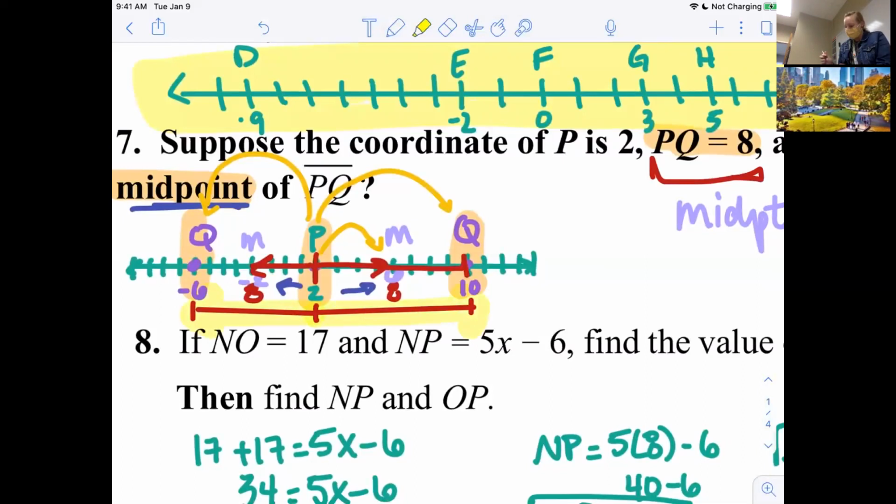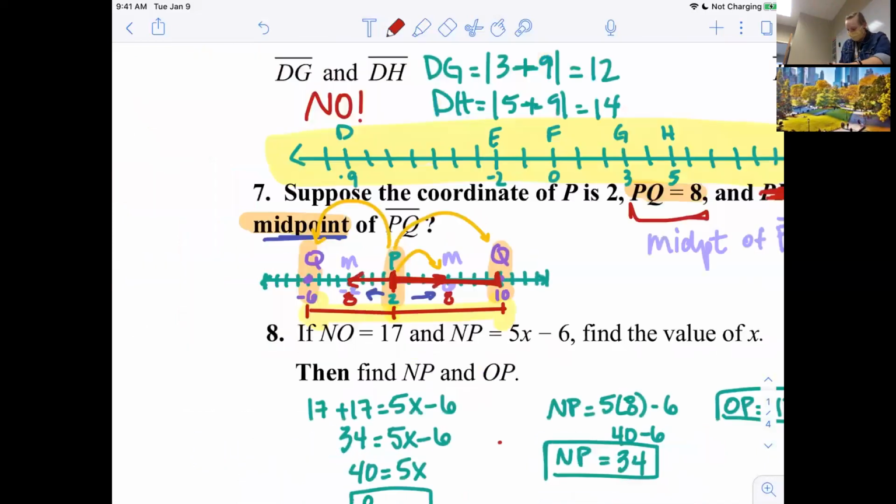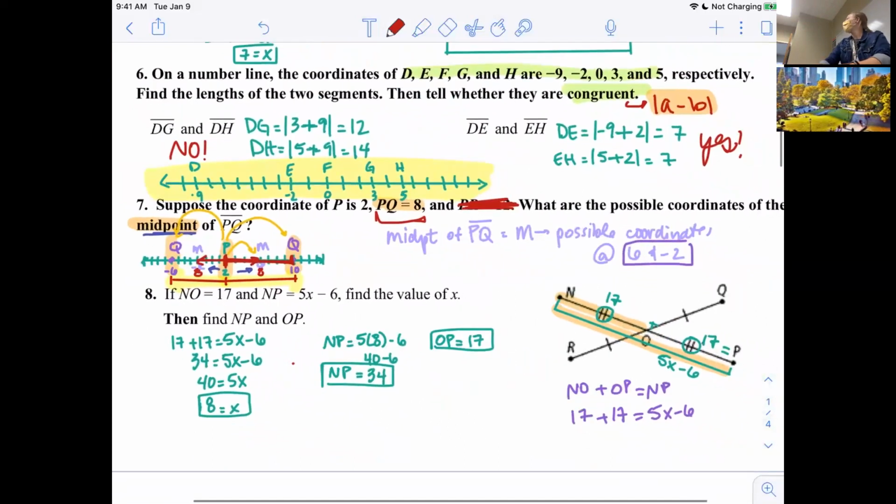The middle. If I know that P to Q goes here, I just want to go halfway. If I was going to go a distance of 8, what's half of that distance? 4. If I go 4 from either the Q or the P, I should get the same number, which is 6. Same thing the other way. If I go from 2 to -6 and I go halfway in the middle, that's -2. So the midpoint, I decided that point was M. The possible coordinates for that are 6 and -2.